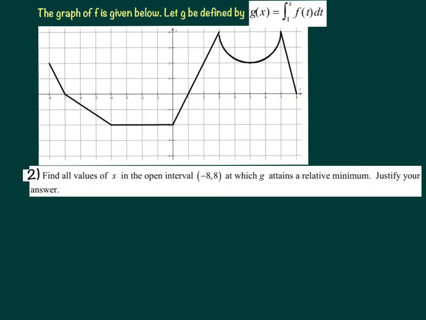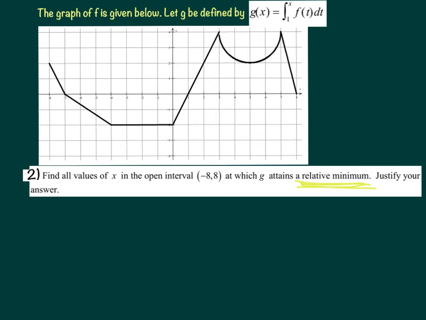Okay, the next question here, again, very common on the AP, is to say, find all values of x in the open interval -8 to 8 in which g attains a relative minimum. Justify your answer. Okay, so we're talking here about a relative minimum. So I want you to think for just a second, take the graph away and think about what I've taught you about relative minimums. If you are asked to find a relative minimum of g, what do you do? Well, we take the derivative of g. You find the critical values by setting that derivative equal to 0, and then you do a sign chart. Well, guess what? We're going to do the exact same thing here.